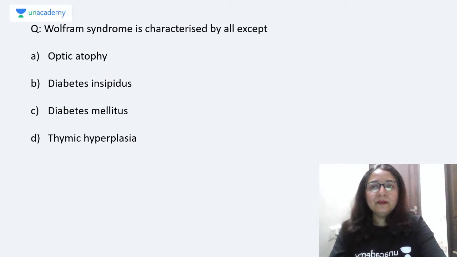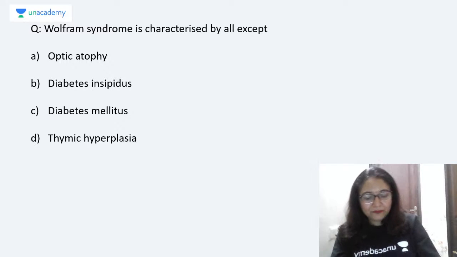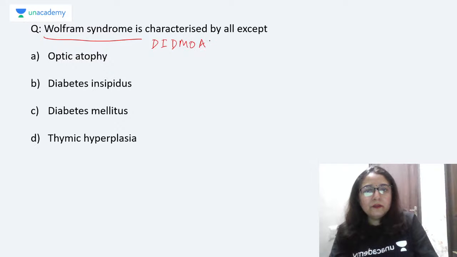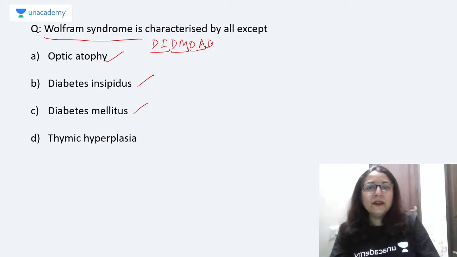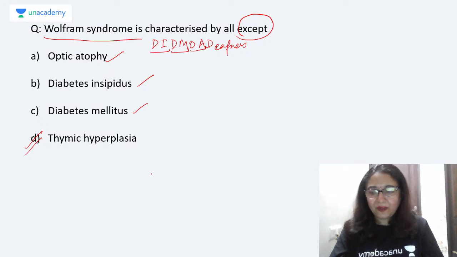So, Wolfram syndrome is characterized by all. Wolfram syndrome is, as I told you to remember, DIDMOAD. So diabetes insipidus is true here, diabetes mellitus is true here, optic atrophy is true here, D stands for deafness. The thymic involvement is not seen. So here we have to rule out the choice which is not a part of Wolfram syndrome. So that is your choice D.